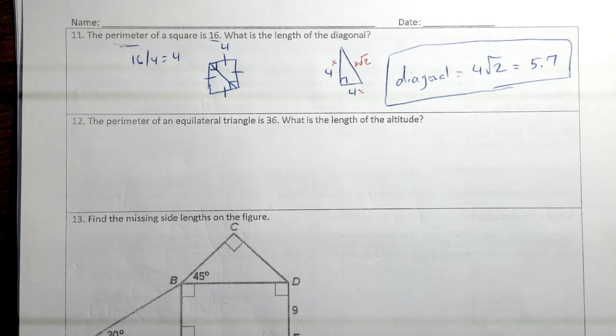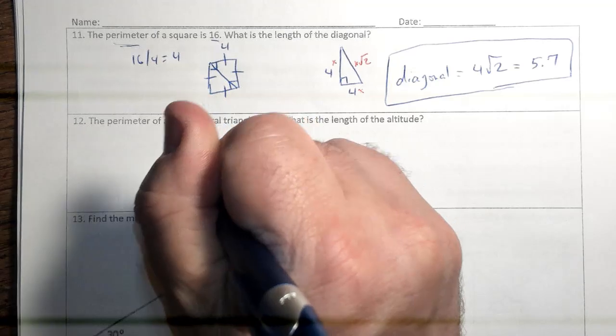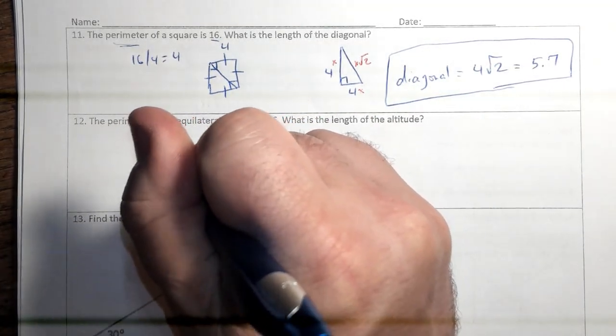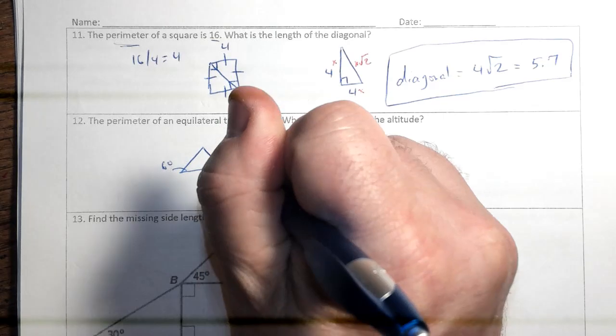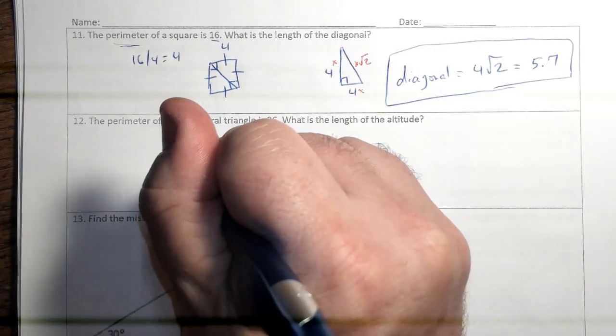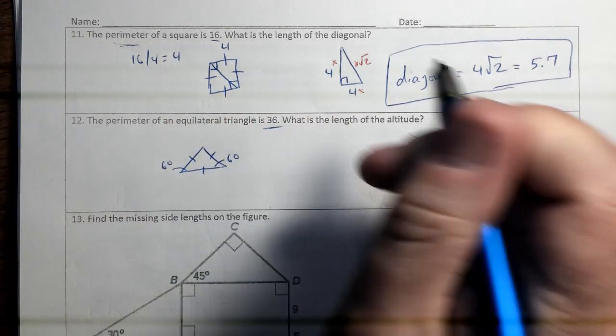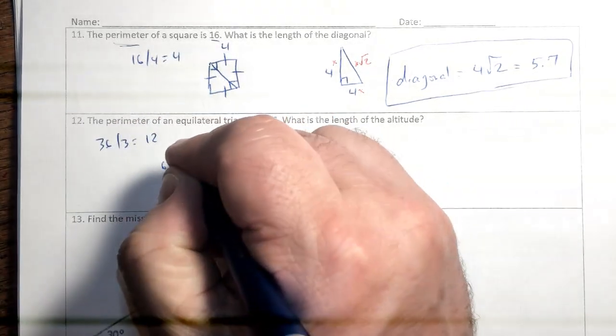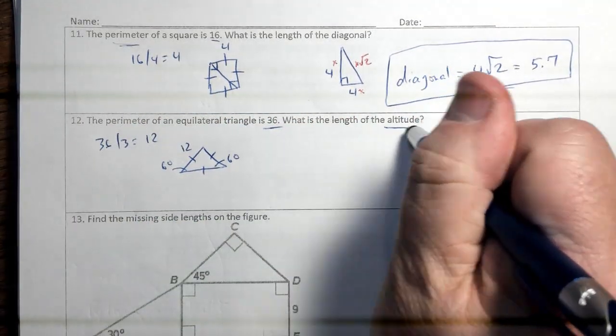All right, number 12. Excuse me. Perimeter of an equilateral triangle is 36. So equilateral triangle, this is 60, 60, they're all 60. They're all equal. 36 divided by 3 means that each side is 12. What's the length of the altitude?